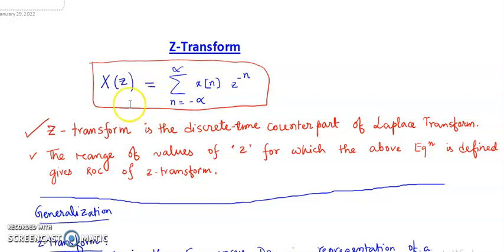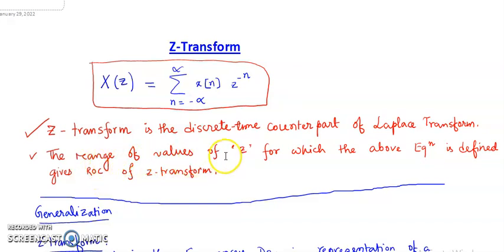So this is the equation for the Z-transform. X(z) is equal to the sum from n equal to minus infinity to infinity, for an infinite length sequence x[n]. You can write it like this, and z to the power minus n is the kernel here. Earlier in the Laplace transform we were using e to the power minus st, which is replaced by z to the power minus n.